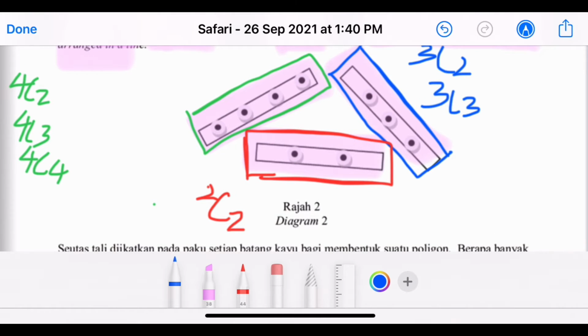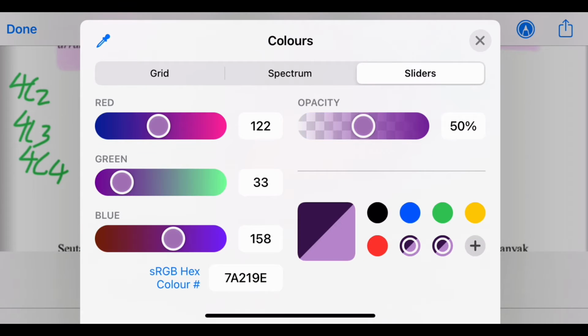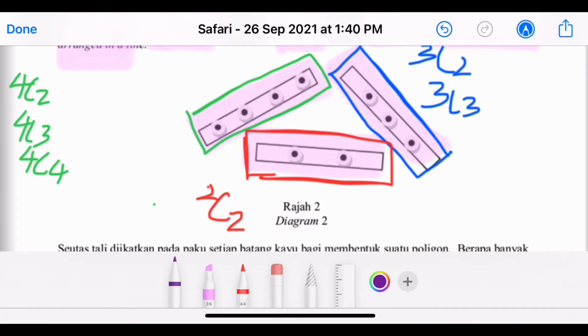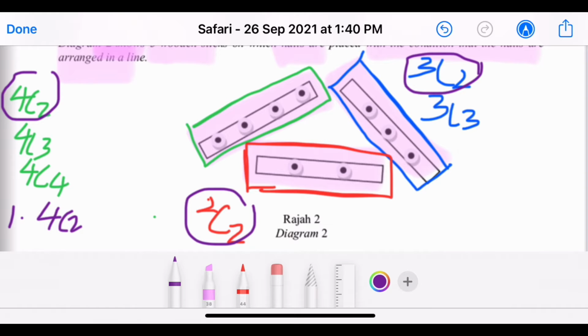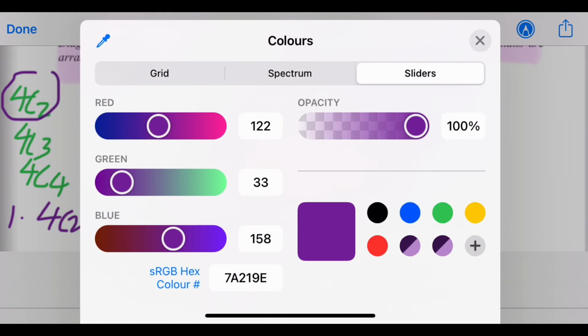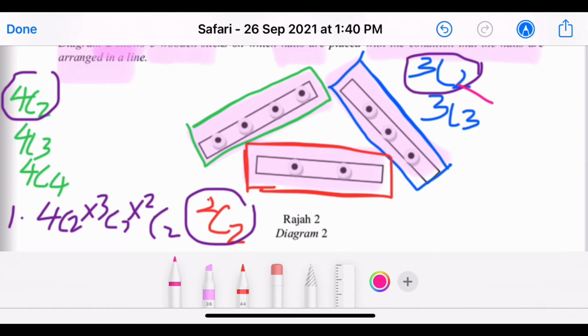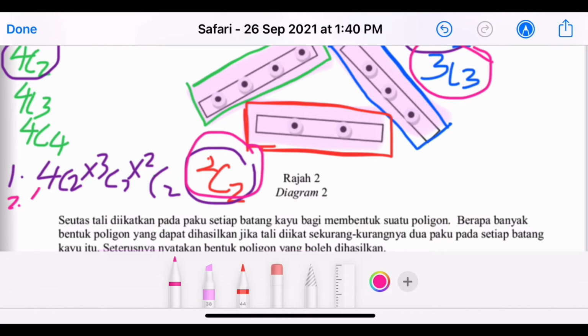So let's write down the possibilities. We choose 4C2, times 3C2, and then 2C2 is a must. There's one combination, the purple color combination. So the first one is 4C2 multiplied by 3C2 multiplied by 2C2. Then the second one is 4C2, 3C3 and 2C2.